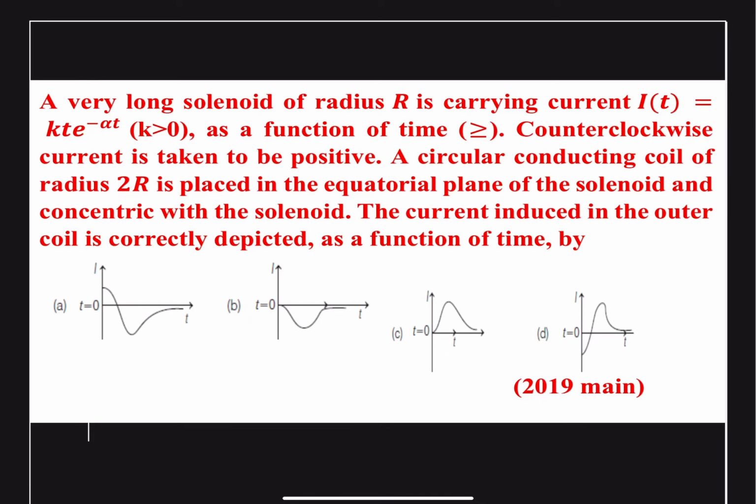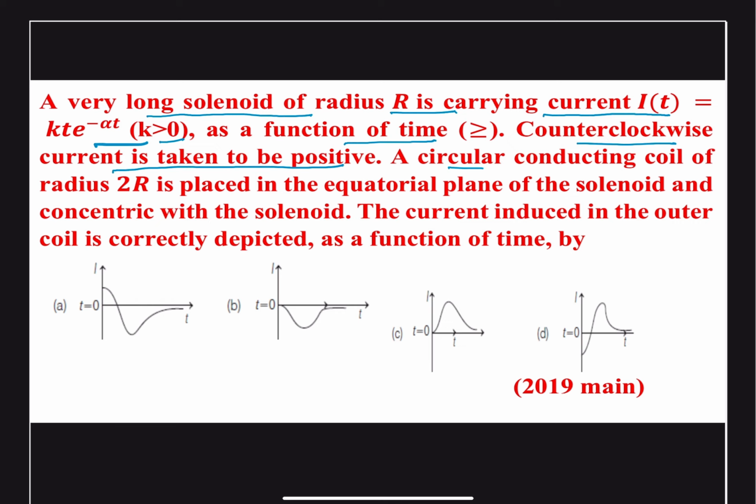A very long solenoid of radius r is carrying a current I(t) given as k t e raised to power minus alpha t, where k is greater than 0, as a function of time, which is also greater than or equal to 0. Counterclockwise current is taken as positive.